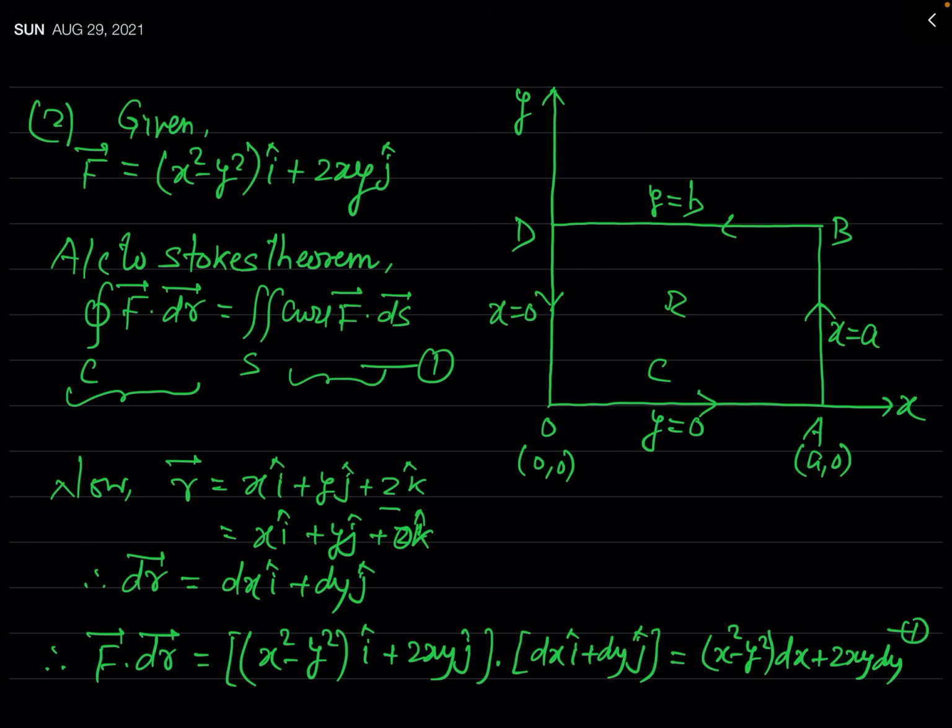Now we will find the tangential line integral of this F dot dr along the closed curve C. Here the closed curve C means OABDO. So we can see what will be this integral.